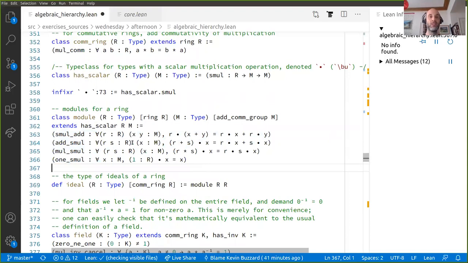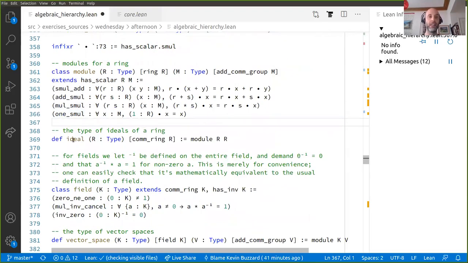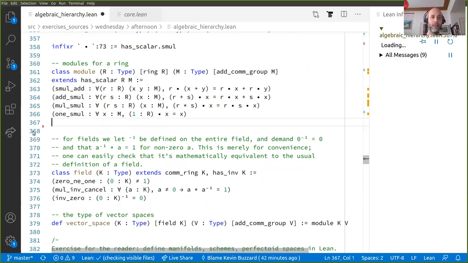And I've made modules over a ring. So now, for example, I can make ideals of a commutative ring by just saying an ideal of a commutative ring is a... that's not even right. That's not right. That should go. Sorry about that. I need to make submodules to make ideals of a ring. That's tomorrow. I'll be making submodules.